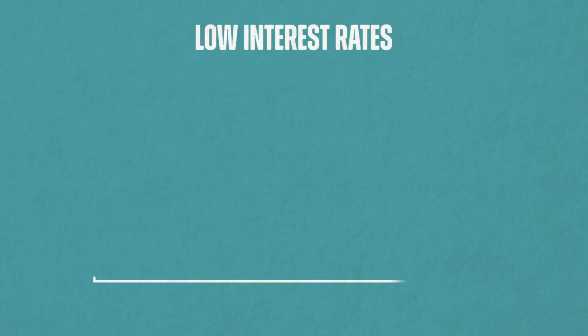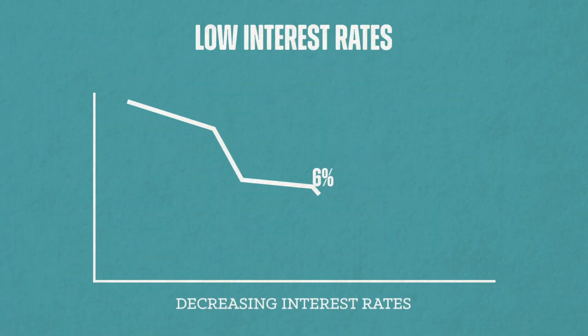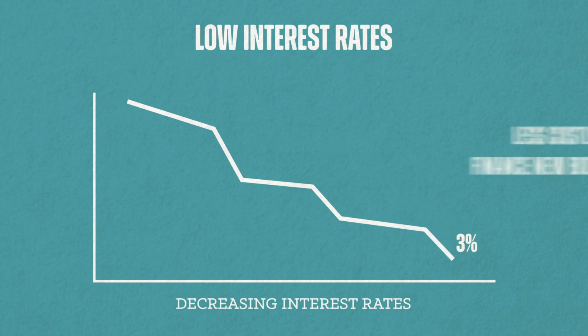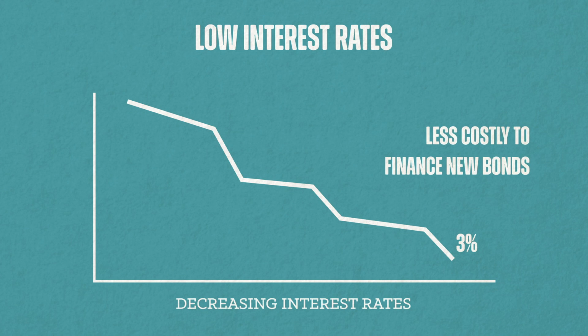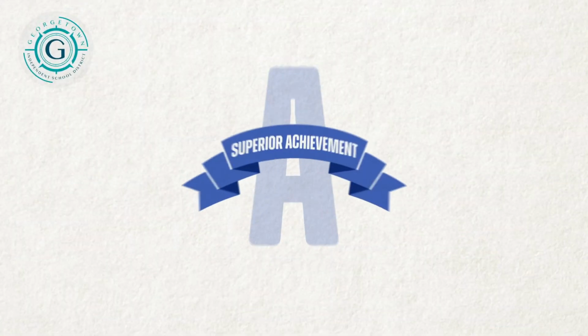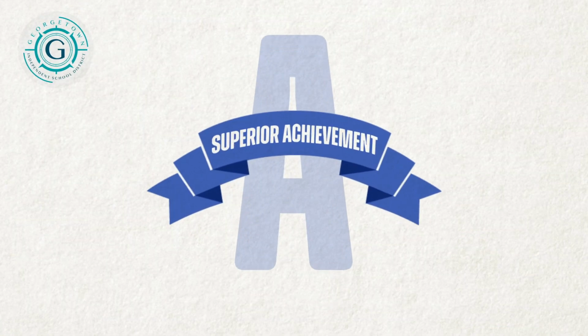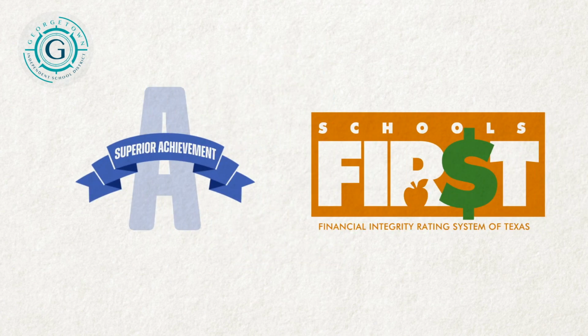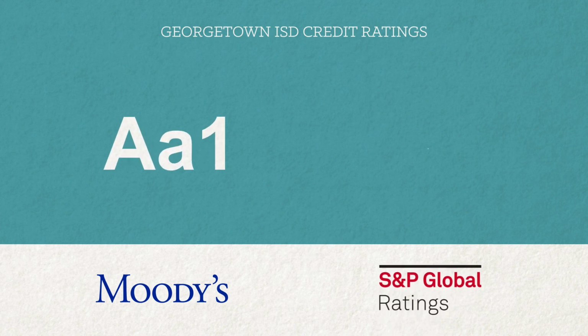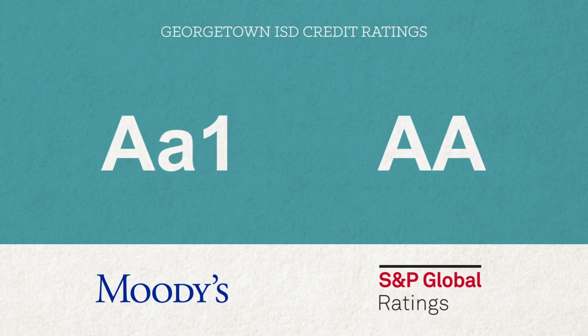And low interest rates. Based on current and projected market conditions, Georgetown ISD can issue bonds at all-time low interest rates. This makes it less costly to finance new bonds. As a result of the district's financial standings, Georgetown ISD has been rated Superior Achievement by the state's School Financial Integrity Rating System of Texas and maintains strong credit ratings of AA1 and AA from Moody's and S&P respectively.